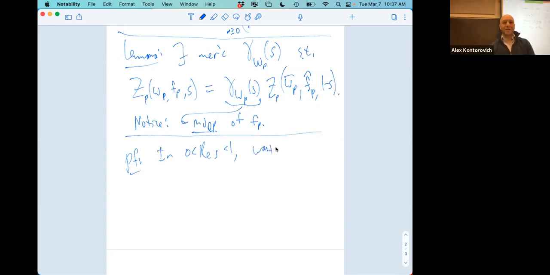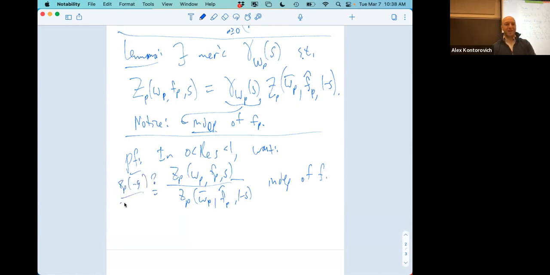What we want is that the quotient Z_p of omega, f_p, s over Z_p of omega bar, f_p hat, 1 minus s is independent of f. In other words, it's the same if I replace f by some other function g. So is this the same thing as if I take the Z_p but now with a g, and same with g hat, for g another Schwartz function g_p? How can you prove that this is the same?